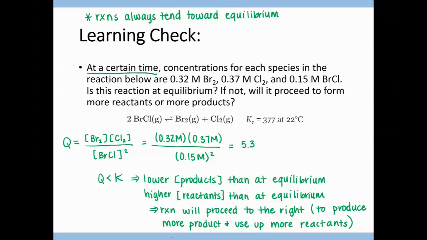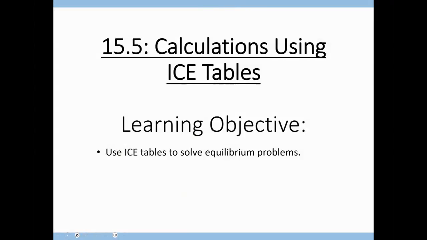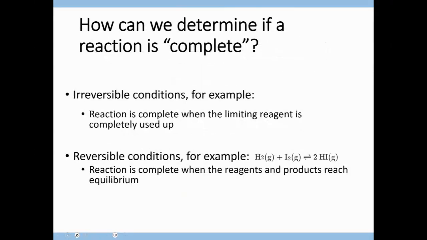Okay. So we're going to cover the first few slides of this next section, where we'll talk about ICE tables. So in the past, we know a reaction is complete for irreversible reactions when the limiting reactant is used up. So we talked about this last term, or in Gen Chem 1, you talk about limiting reactants. The reaction is over when there's no more reactant to react. So an example of that is a combustion reaction, or let's just write combustion.